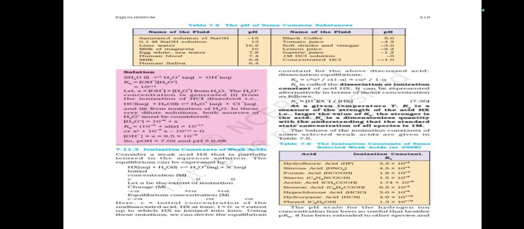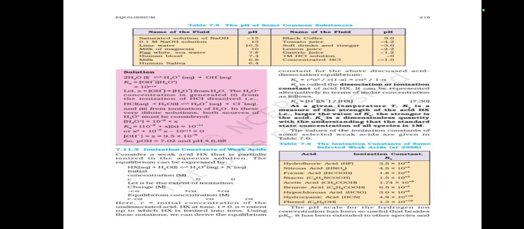Figure 7.11: pH paper with 4 strips that may have different colors at the same pH. Table 7.5: the pH of some common substances. 7.11.3 Ionization constants of weak acids. Ionization constants of some selected weak acids at 298 Kelvin.